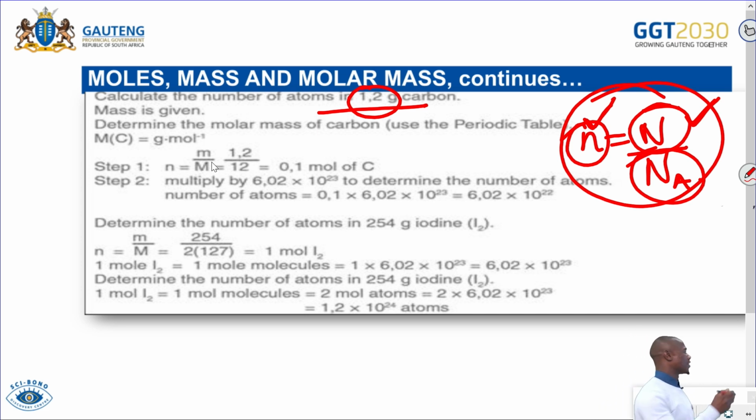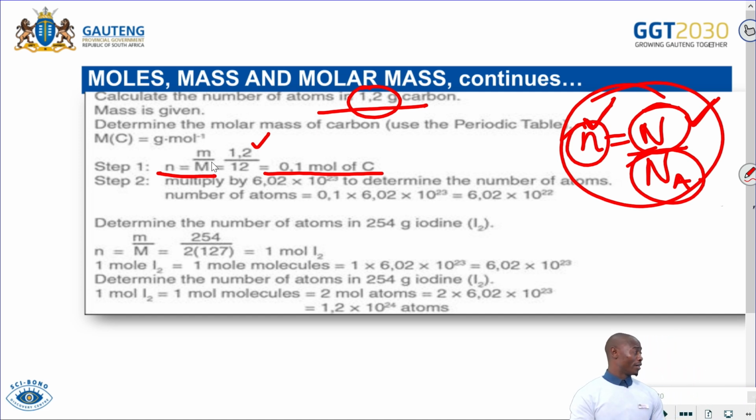using which equation? n equals mass over molar mass. So what is the mass? It's 1.2. What is the molar mass of carbon? It's 12 from the periodic table. Then you get the number of moles as 0.1 mole. You have the number of moles is 0.1 mole.